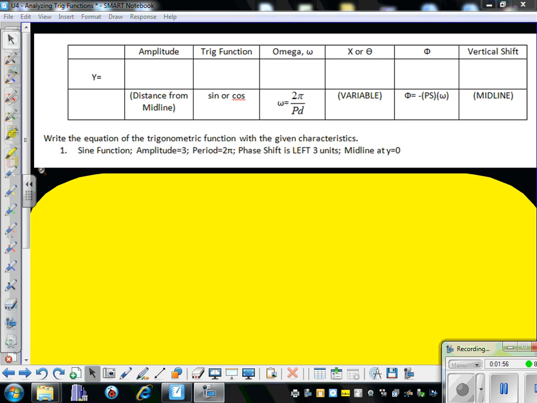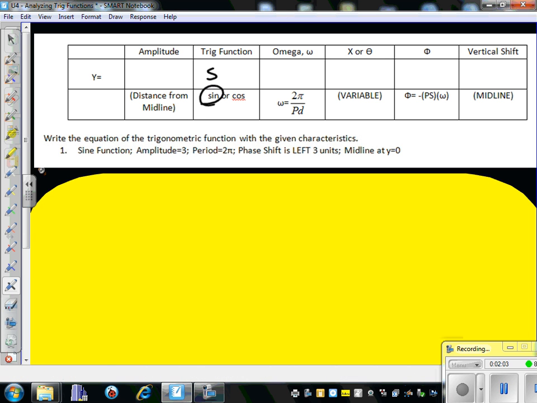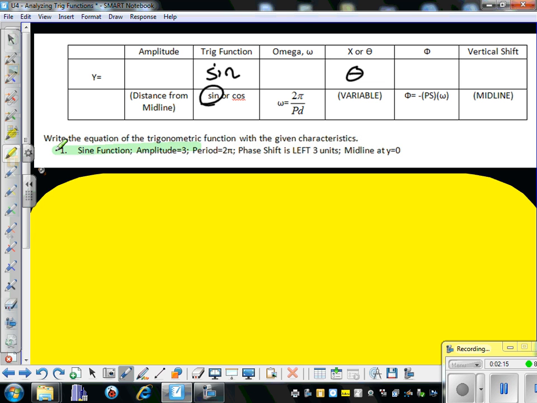Now, looking at number 1. We want to write our equation here. It says the sine function, so we want to graph the sine function. So our trig function would be the sine. We're going to have our theta, and we're going to have our y equals. Now, what we want to look at is through our question of number 1 here, we need to pull out the information. Now, going systematically through it, what is our amplitude? Well, our amplitude, it says, is 3. So our amplitude is 3.